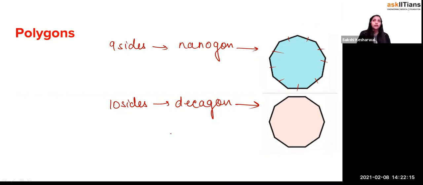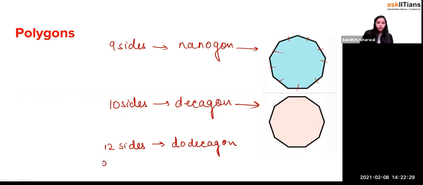20 sides we say icosagon, right? 20 sides, I'll just write this for you. 12 sides, these are some names which are generally asked. So we say for 12 sides dodeca, like dodecagon. And for 20 sides we say this as isopogon, right?